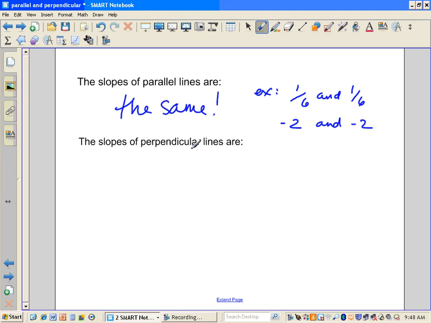The slopes of perpendicular lines are what we call opposite reciprocals. The opposite part means one's negative and one's positive. The reciprocal part, reciprocal, means that the fraction is flipped.